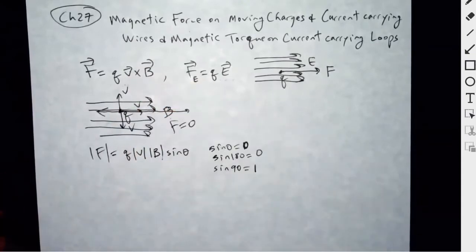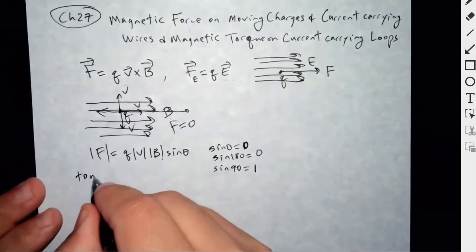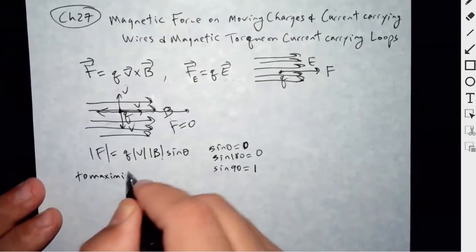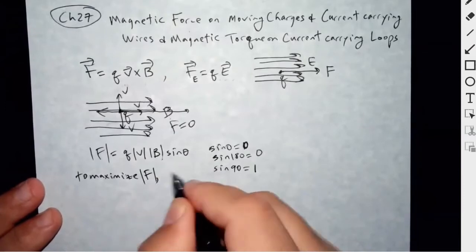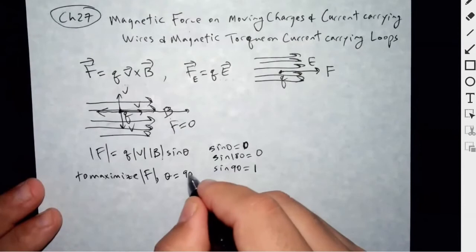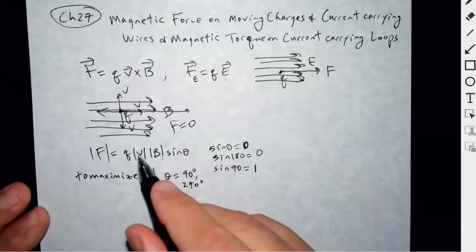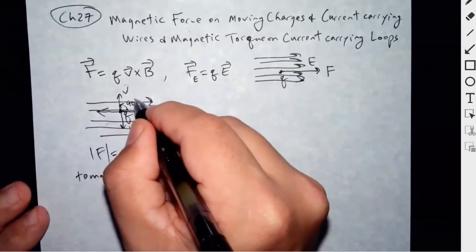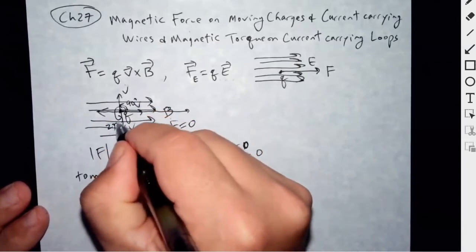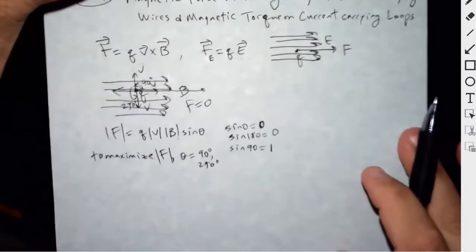So we could say that to maximize F, make theta 90 or 270, and then the maximum force will occur. Maybe this is 90, and this is 270. So that provides the maximum force. If it is 90 or 270, what's going to be the force?